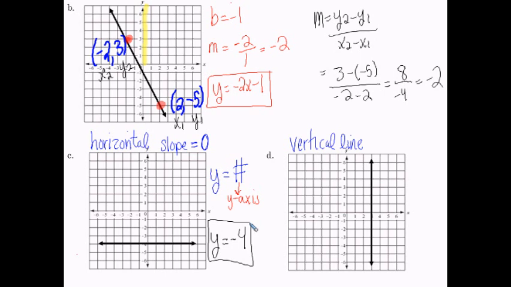Now if I'm a vertical line, I have a whole lot of up and down happening, but no right to left, which makes my denominator 0. And is my denominator allowed to be 0? No, right? Because I can't divide by 0 because that's illegal. So if you have a vertical line, your slope is undefined.